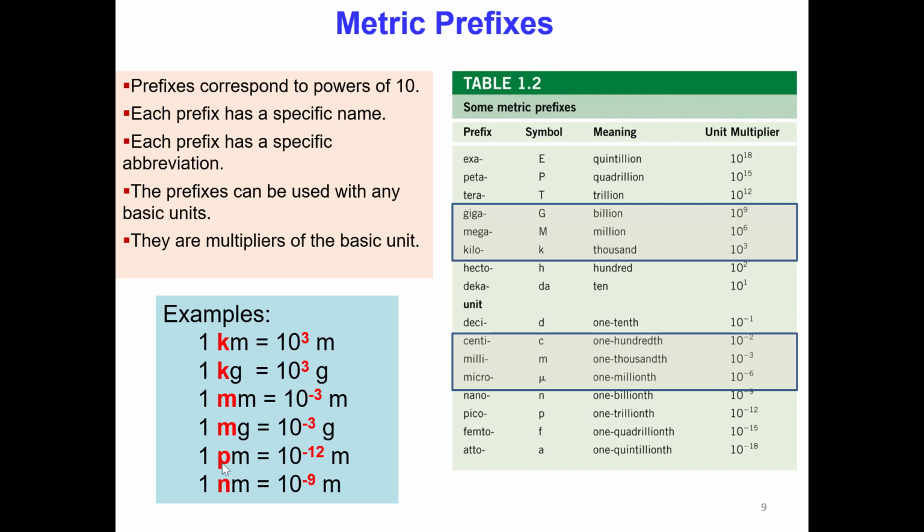Another prefix is pico. Yes, picometers is 10 to the power minus 12 meters. And this is really a small number. We use this one mainly when we are talking about length at the atomic level. The other prefix we can use is nano, meaning nanometers. It's 10 to the power minus 9 meters. Yes. All of these are prefixes, and we can use them with any standard unit.